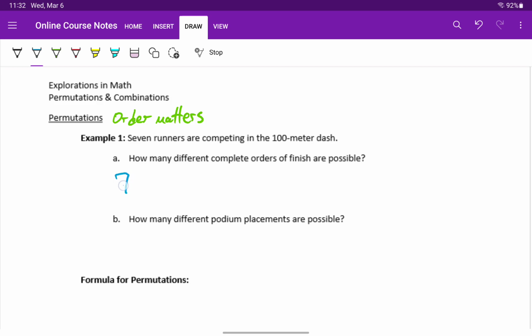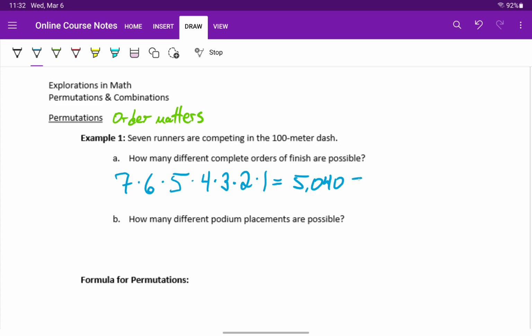We know that we have 7 different runners, so there are 7 different possibilities for who will end up in first place. Once that person finishes, then there are only 6 remaining possibilities for who gets second place, 5 different possibilities for who gets third place, and so on, all the way until everyone but one person has finished, and that one person is our only option for who will come in last. Multiplying all those together gives us 5,040 different possibilities for how these 7 people could finish this race.